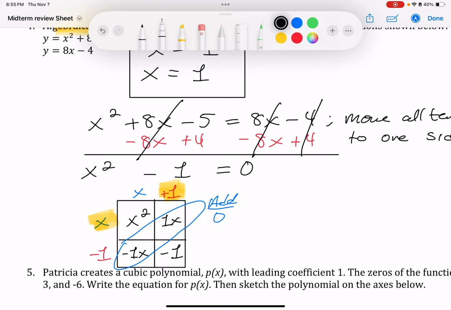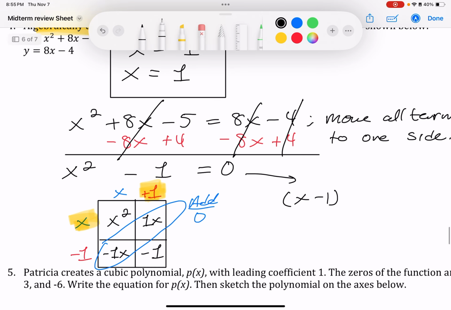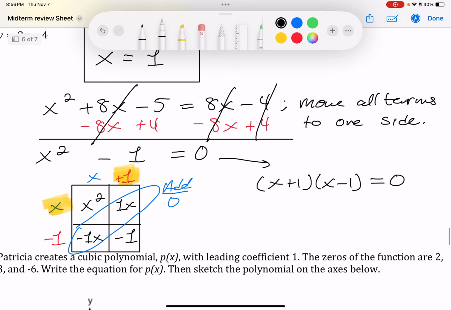So because that works out, our factors are x minus 1. Rather, I'm going to put x plus 1 first because that's the one on top. x plus 1 times x minus 1, and that equals 0.